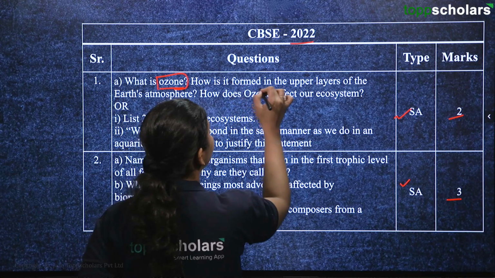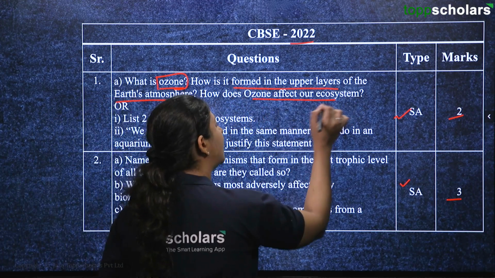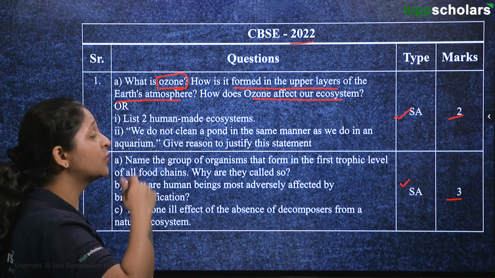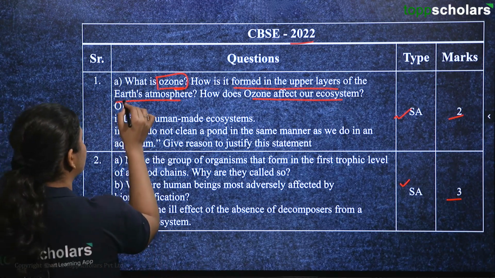How is it formed in the upper layers of the Earth's atmosphere and how does ozone affect our ecosystem. We know what the benefits of our ozone layer are, how it is formed surrounding the Earth, how it is helping us, right? Also, you have an option for this one.